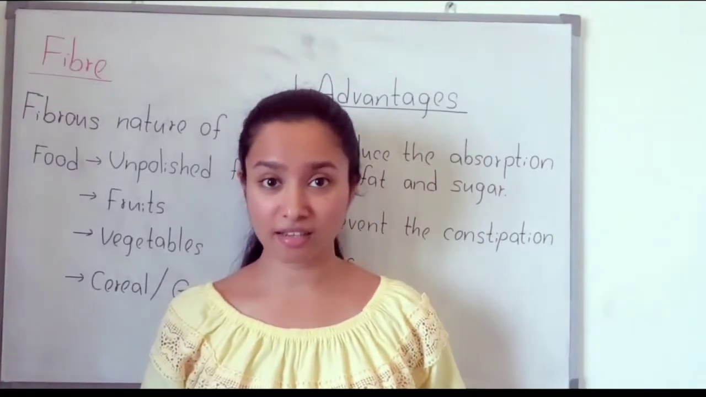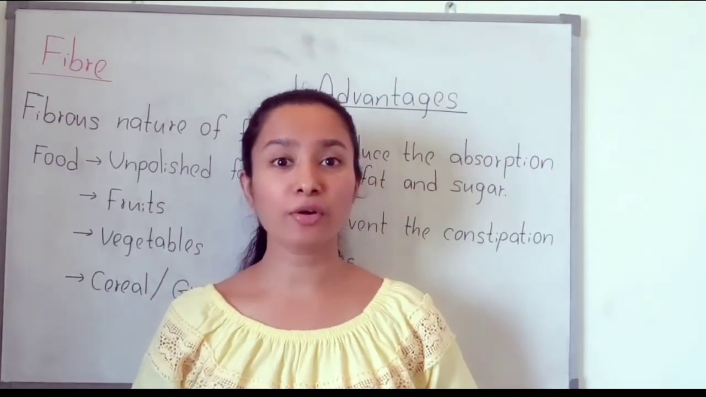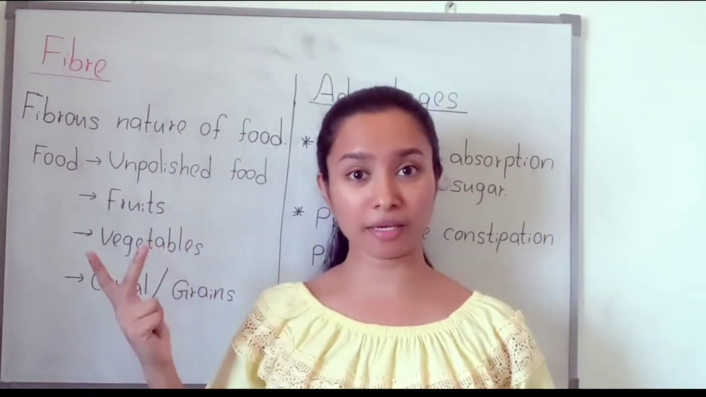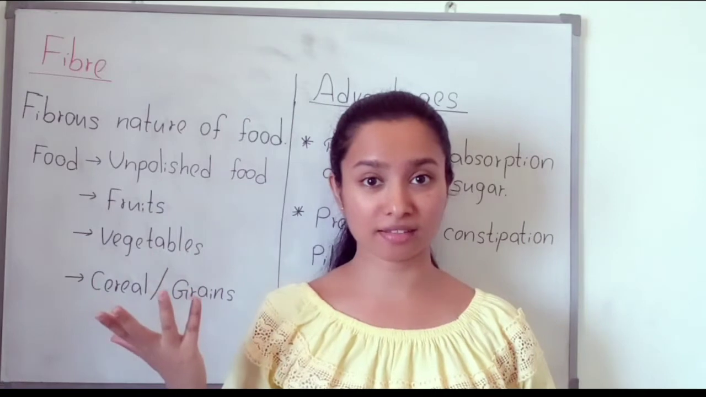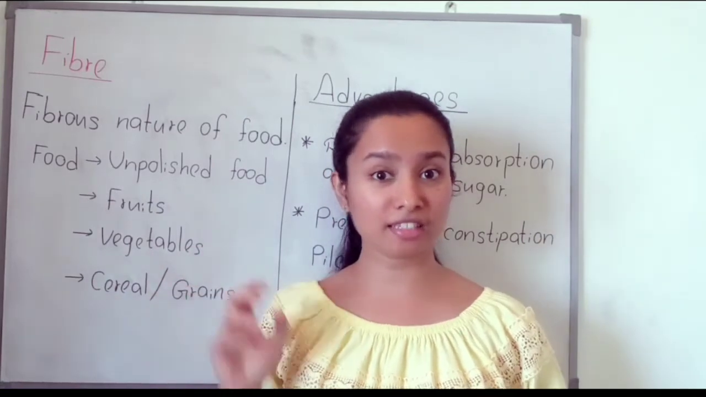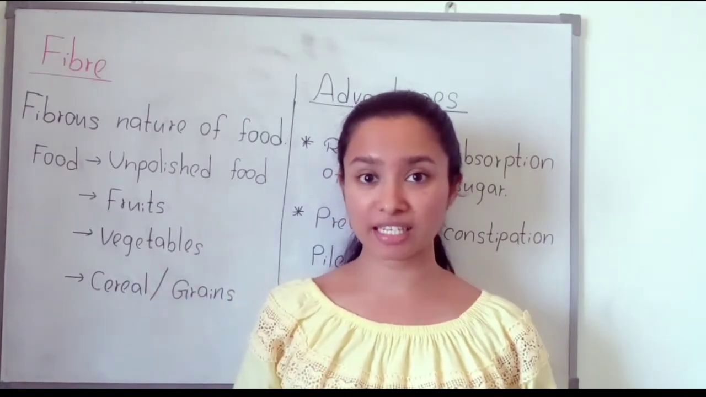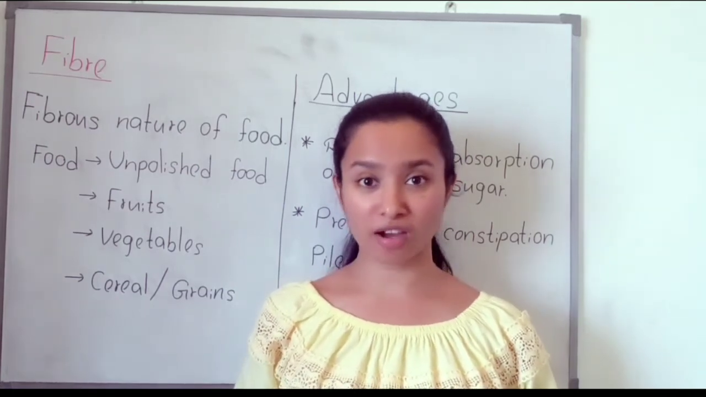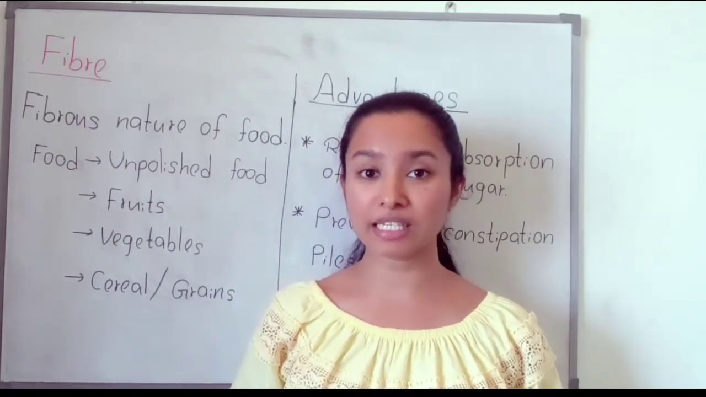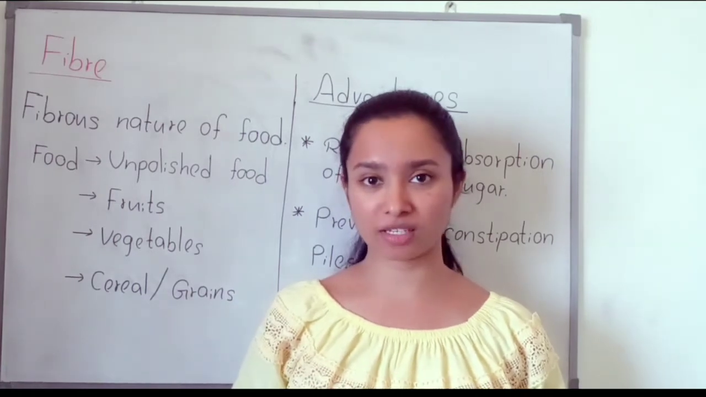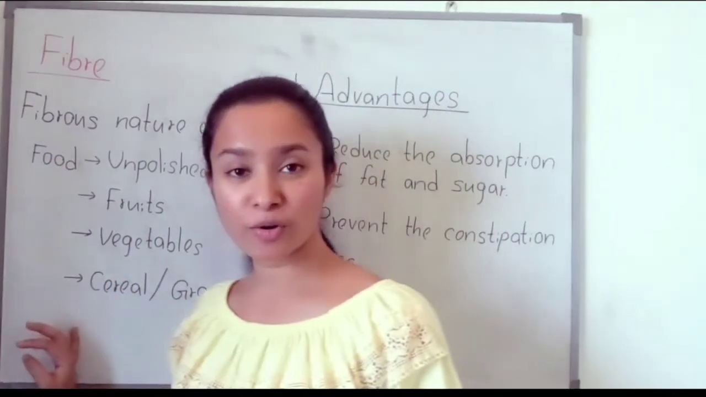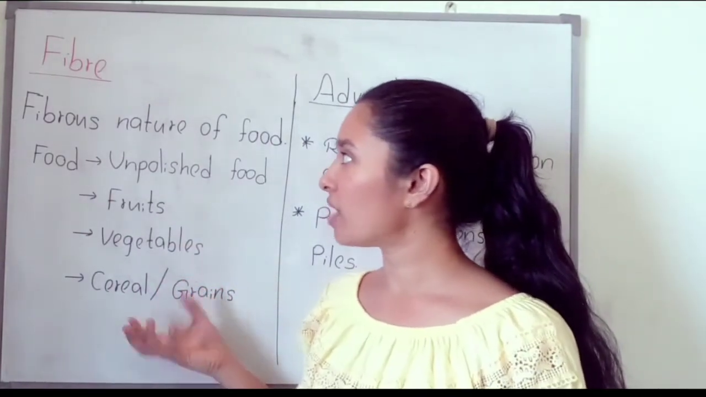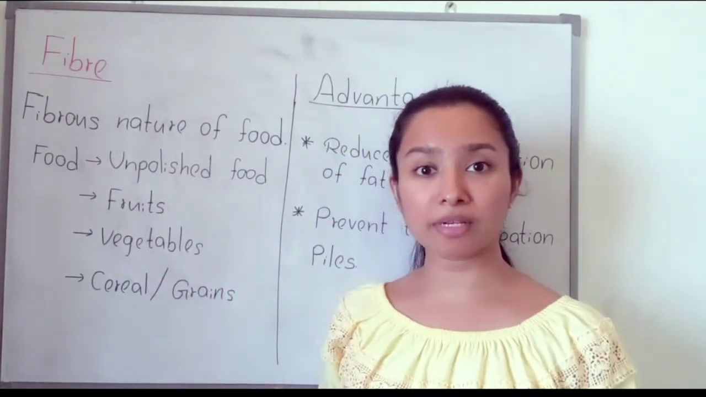Until now, we discussed the 5 main nutrients: carbohydrates, proteins, lipids, vitamins and minerals. So other than those nutrients, we need fiber and water for our meal. For the functions of our body, we need fiber and water. Okay. Now we are going to talk about fiber. Fibrous nature food.